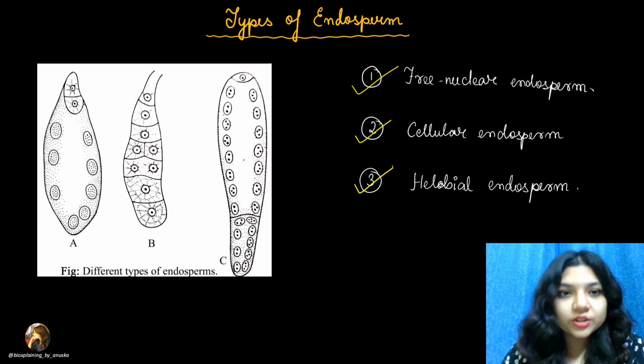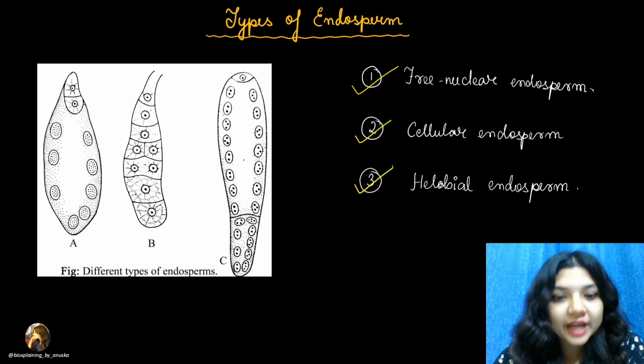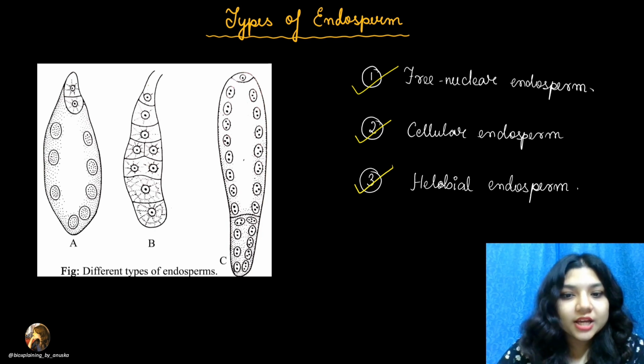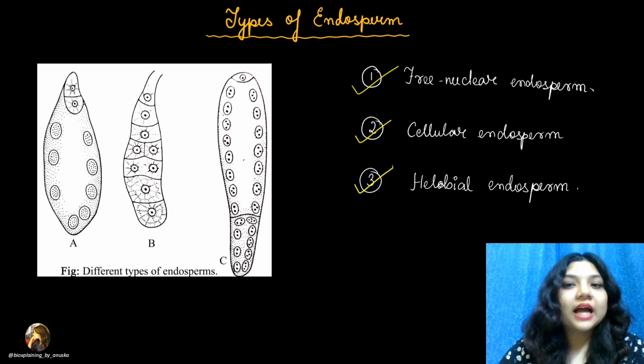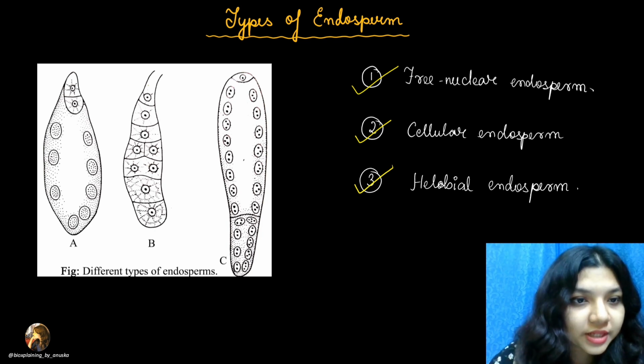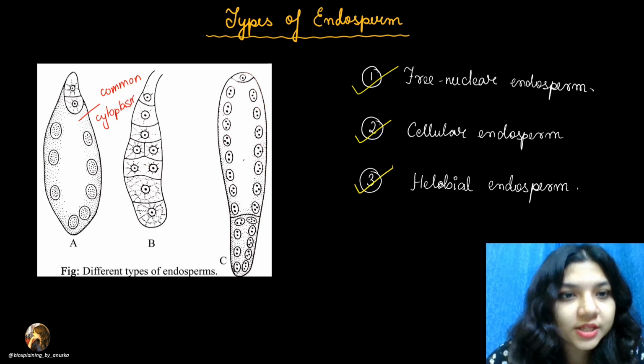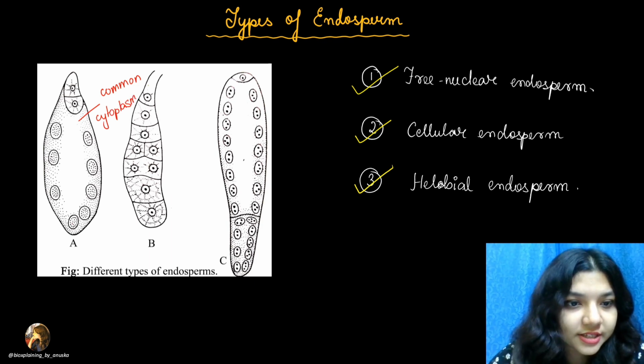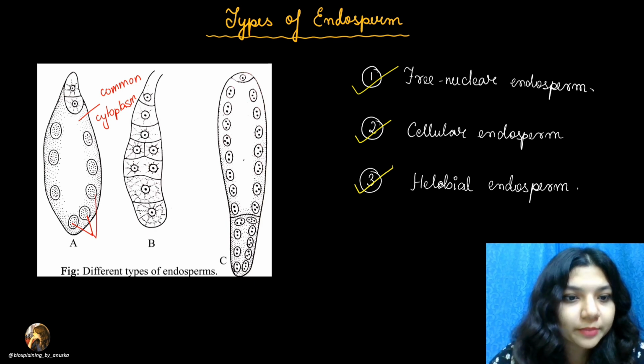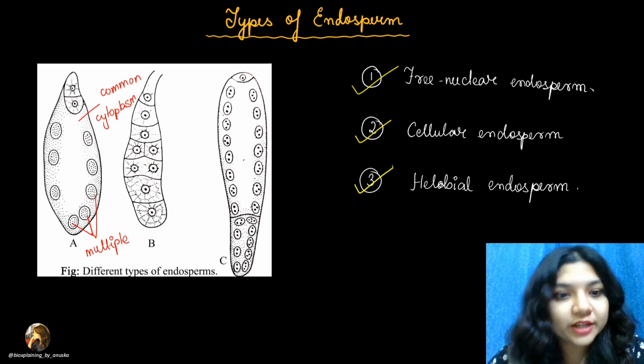If you look into this diagram, you'll have a brief idea of what these three are. The first one is the free nuclear. This is the common cytoplasm, which I have just shown you. And these are all multiple nuclei that are present within this common cytoplasm only.